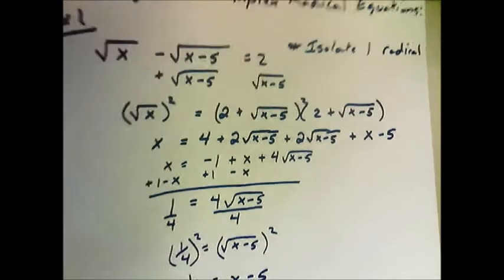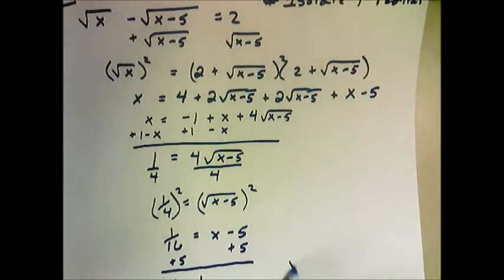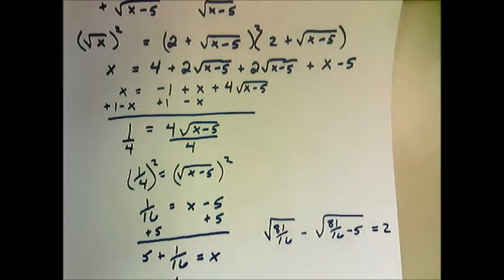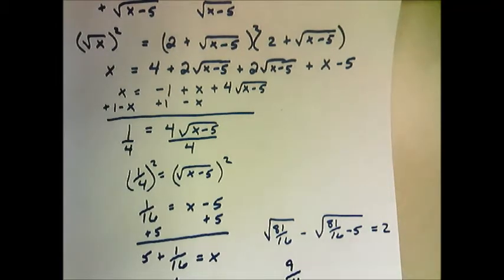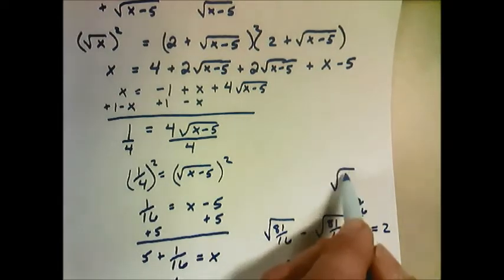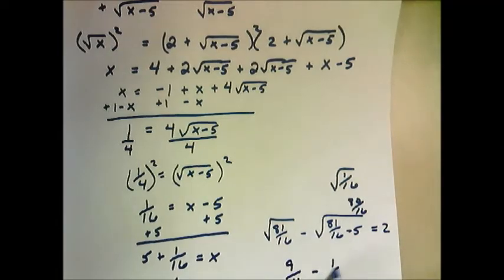So we're going to take our 81/16 and put it in for x. So off to the side, I have the square root of 81/16 minus the square root of 81/16 minus 5 equals 2. Notice I just took my x out and put in 81/16. The square root of 81/16 is going to be 9/4 minus the square root of 81/16 minus 5. Well, 5 with a common denominator is 80/16. So I get the square root of 1/16, which is 1/4.